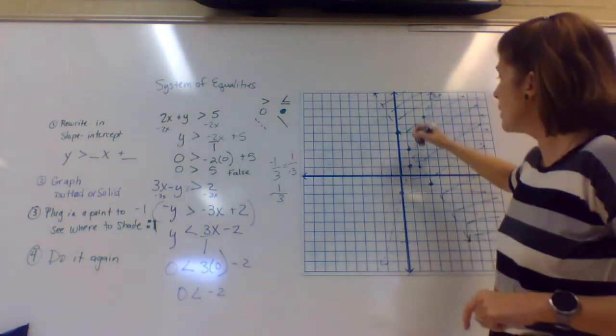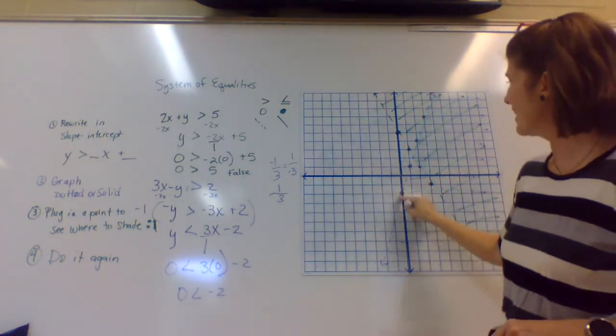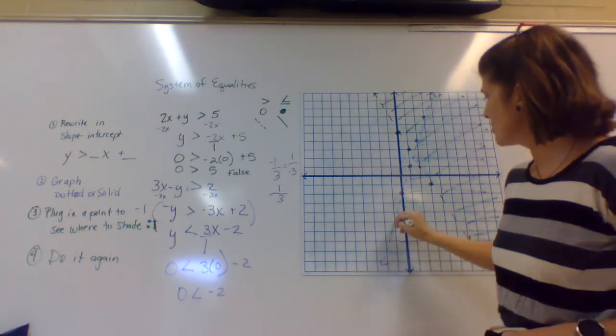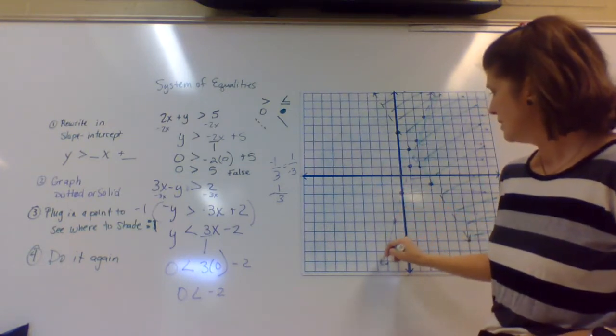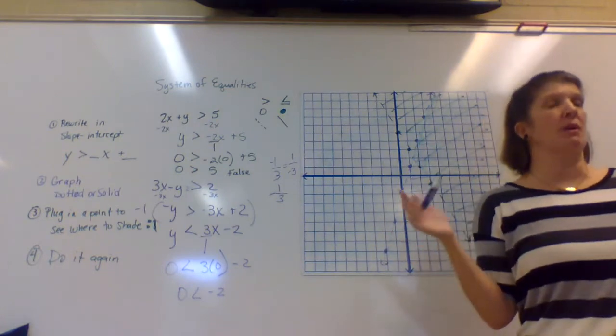You can go the other way to get some more points. You know what I mean? Like 3, 1, so I can go in reverse of that if I need some more points on my graph.